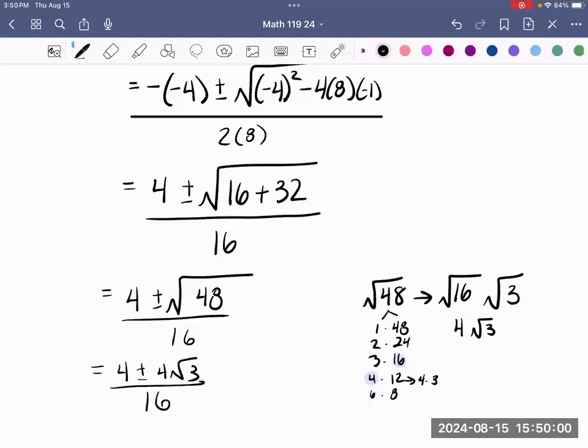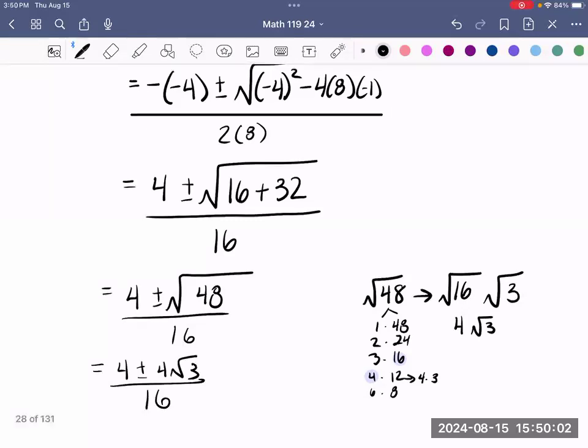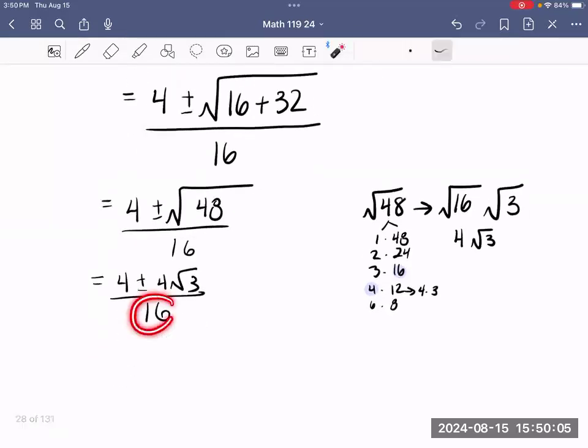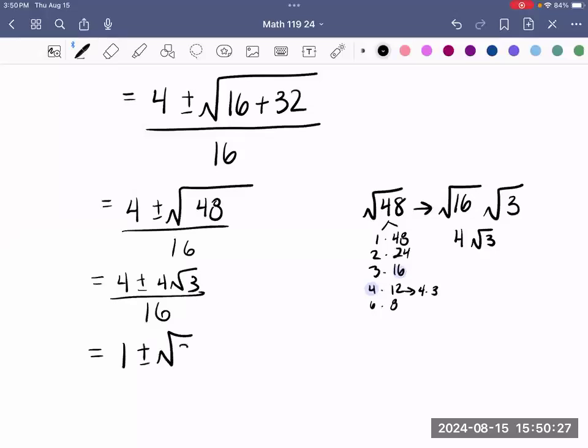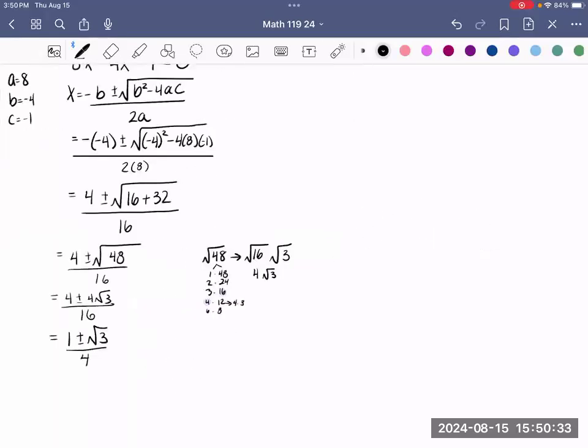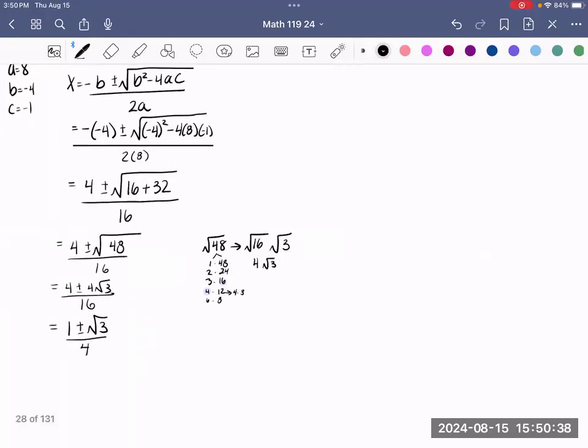Now, are we done? Can it be any simpler? Well, we actually can simplify it a little bit more because 16 has something in common with the 4 over here and the 4 on the outside. Now, if it was only just one of these, you could either decide to break it up like this and then simplify, or you can just leave it. So in our case, we should have 1 plus or minus the square root of 3 over 4. And that could be your final answer. Now, again, your homework might want you to break it up into 2 separate solutions.